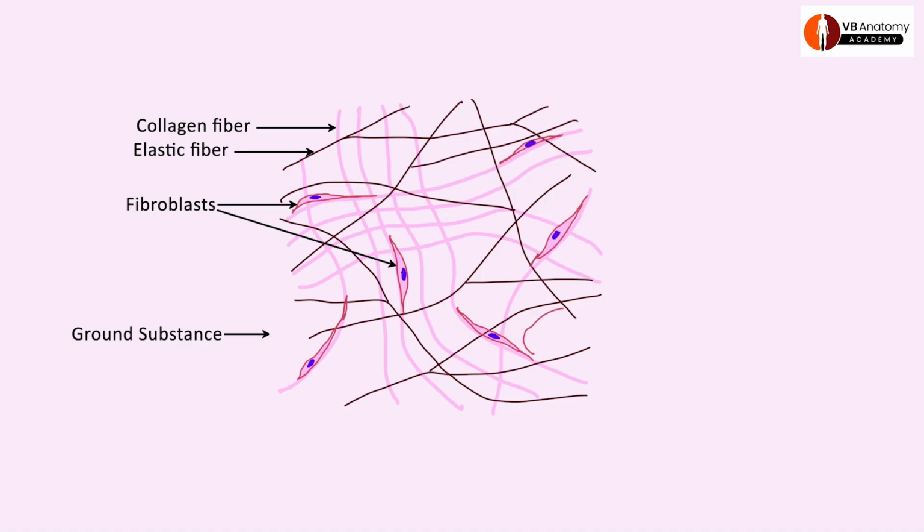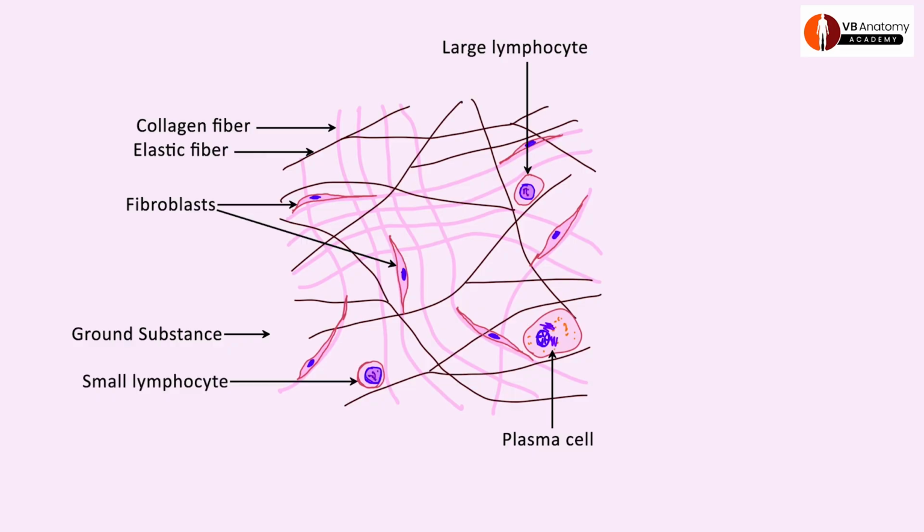The next cell I want you to draw is a large plasma cell. Remember to draw your cartwheel nucleus and some cellular contents. Now let's draw a large lymphocyte here, a small lymphocyte here, a mast cell. Take your time. Draw the tiny granules well.